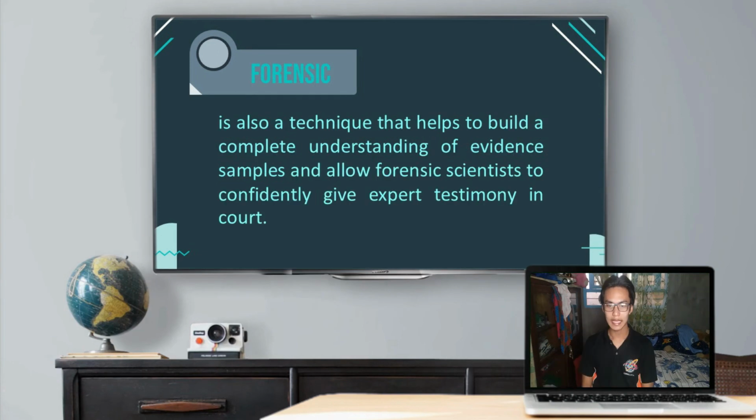It is also a technique that helps to build a complete understanding of evidence samples and allow forensic scientists to confidently give expert testimony in court. These techniques can provide fast, easy, and consistent analysis for seized drugs, controlled substances and cutting agents, clandestine labs, chemical evaluation, hit-and-run paint and materials, textile identification, fibers, coatings, and residues.